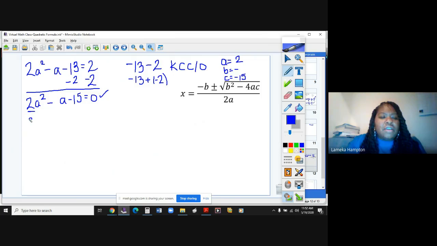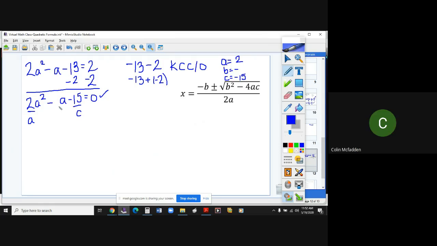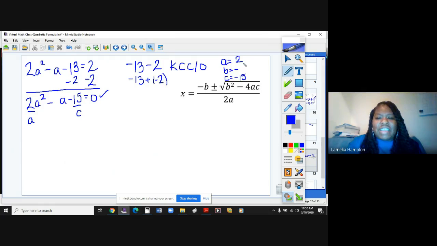So this is A. This number is represented by C. So what number is represented by B? What's the coefficient for the second term? Negative 1. That's it. There you go. Y'all cooking with gas now. Y'all making me look good. I'm here for it. All right.